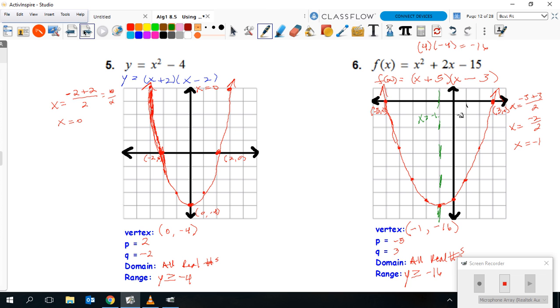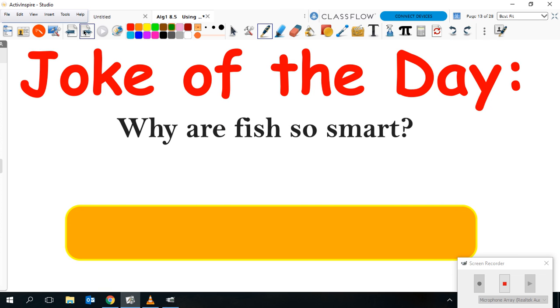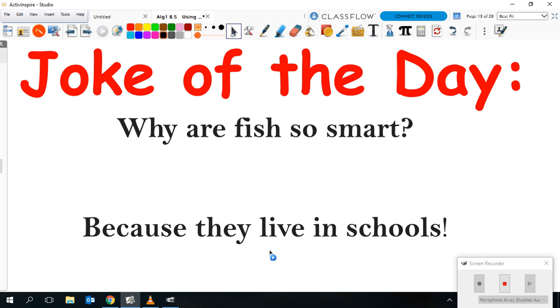All right, so let's take a little break for our joke of the day. Why are fish so smart? Maybe you never thought about that before. Why are fish so smart? Well, it says because they live in schools. So great. They live in schools. Wow. It'd be kind of sad to live in school, wouldn't it? You have to actually live in your school. Boy, I'm glad I live in a house in my home.